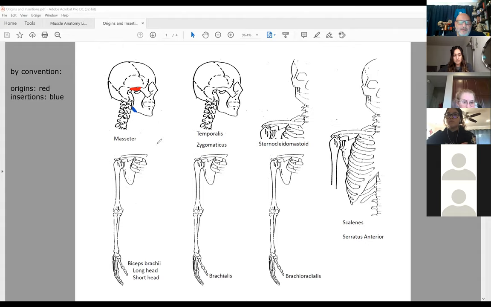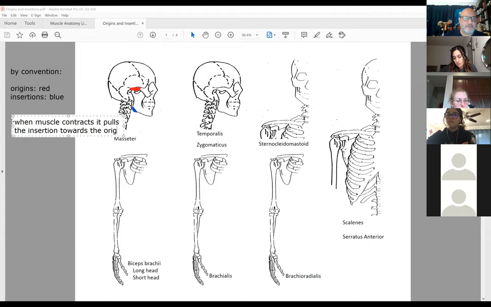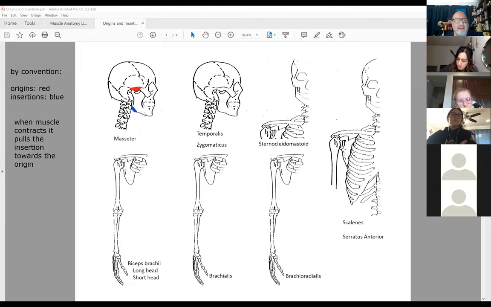This is convenient because one of the things that we'll learn, and we'll talk about more in the next class, is when a muscle contracts, it pulls the insertion towards the origin. So notice, when our masseter contracts, it is going to pull the insertion towards the origin, which is basically pulling the mandible straight up. And what would we call that action? Elevate the mandible. So notice, one of the advantages of drawing these things is we can actually see how it's going to function. And that is something that is incredibly useful.